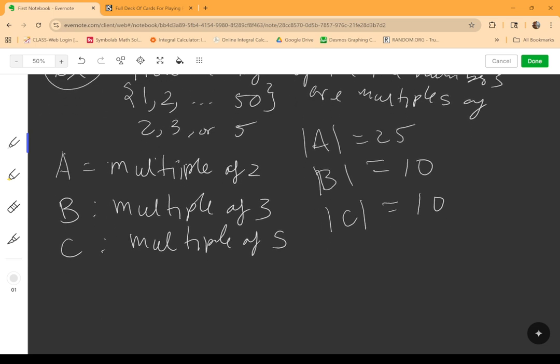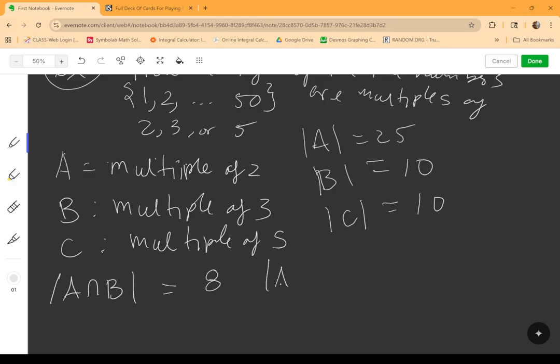Now let's look at the intersections pairwise. A intersection B, multiple of 2 and multiple of 3: we're looking at all the multiples of 6, like 6, 12, 18, 24, etc. Careful, these are multiples of 2 and 3. That is 8 of them.